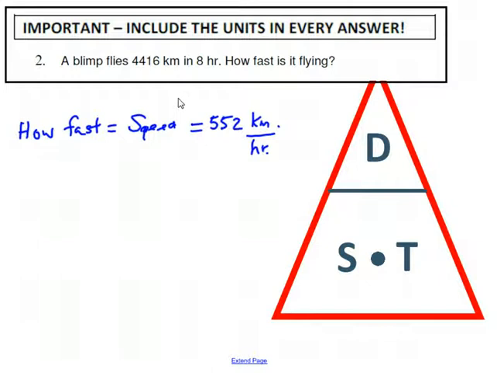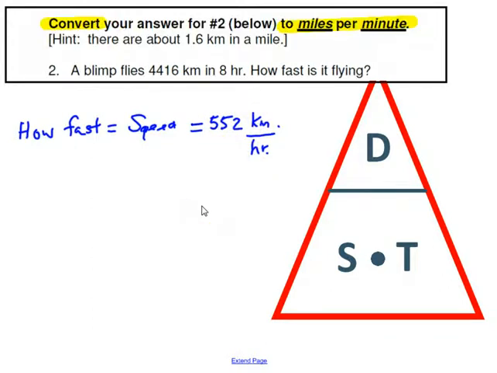Okay, so this is a problem we've already solved in the previous video. We were asked to figure out how fast this blimp is flying, and we were able to figure out that it flies 552 kilometers per hour. But what if you weren't asked for kilometers per hour? What if you were asked for miles per minute? You'd have to do that conversion that I'm talking about here, and that's the unit analysis work.